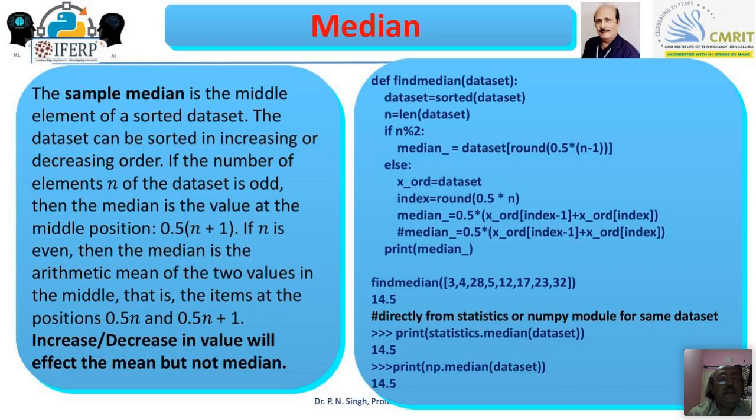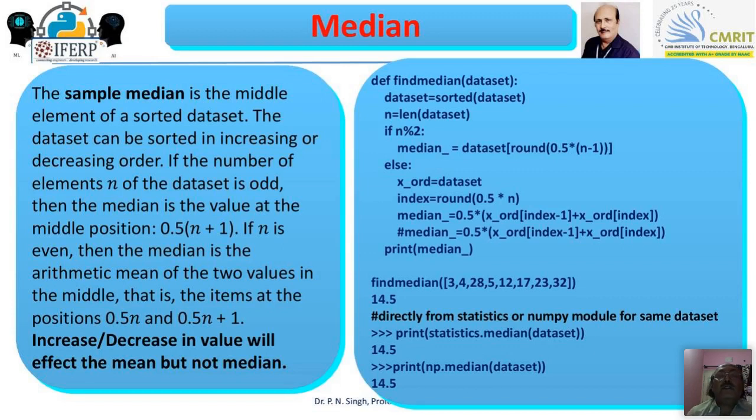If it has an even number of values, which one is the median? Suppose the total numbers in the data set are 8, then the fourth value and fifth value, 0.5 multiplied by n and 0.5 multiplied by n plus 1. Increase and decrease in value will affect the mean, but not the median. If there is an odd number of elements, the middle value is directly the median. If it is even, you know how it is computed.